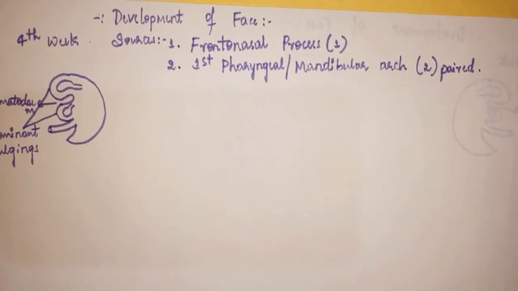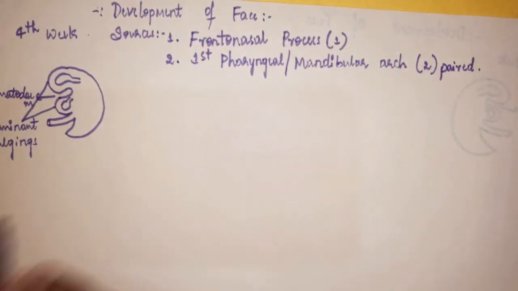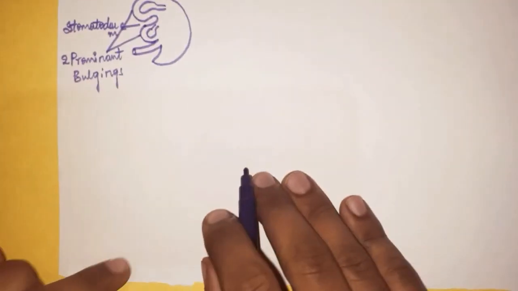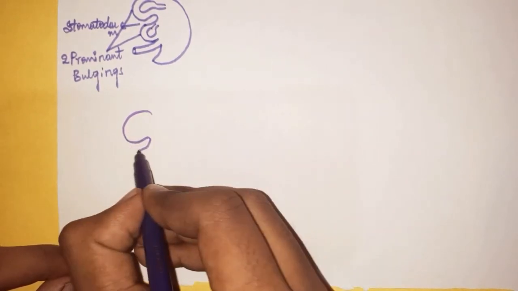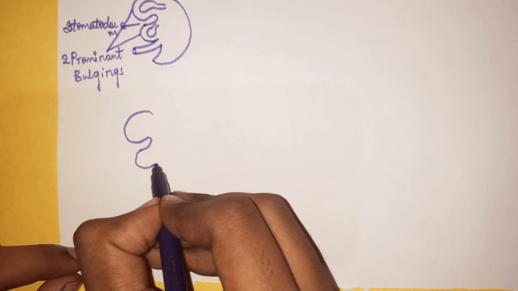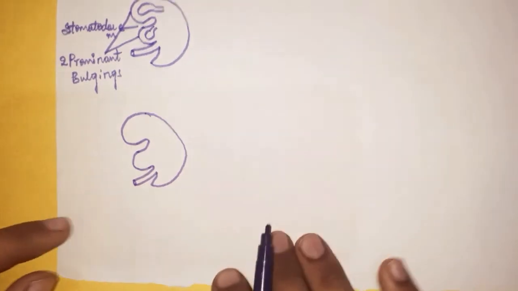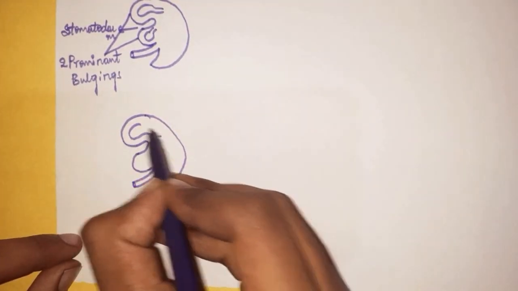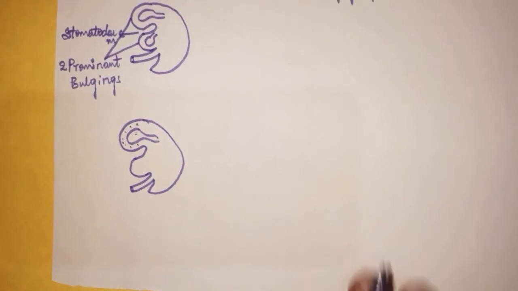Now, you should know something about the frontonasal process. I will draw the diagram. Consider this one. This is the embryo, stomatodium, pericardial bulge, tail end. Now, this is the developing brain, in particular the forebrain, and this area is the mesoderm. The mesoderm surrounding the forebrain will proliferate and form the frontonasal process.